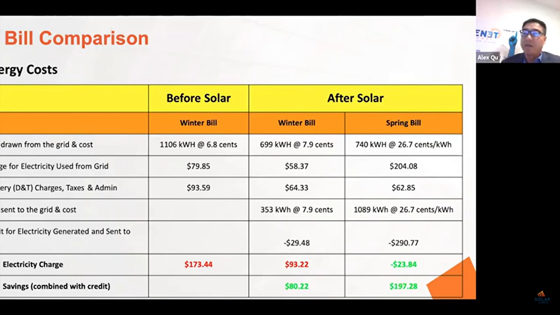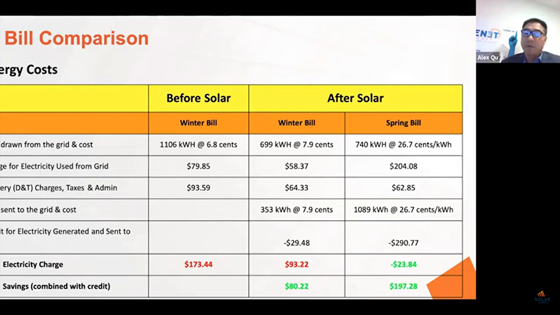So they receive 29.48 cents for 353 kilowatt hours generated and were charged $58.37 for the 699 kilowatt hours they drew from the grid. There's still a distribution, transmission, admin, and tax fee of $64.33. You can see this is a reduction from the pre-solar bill because of variable components.